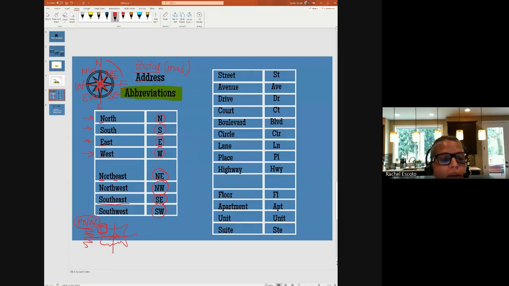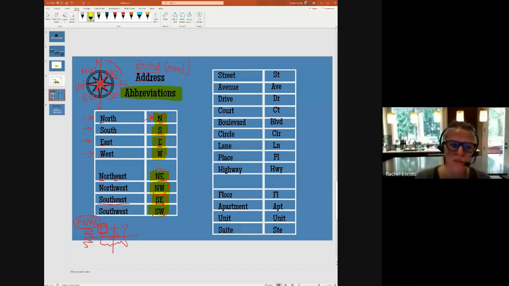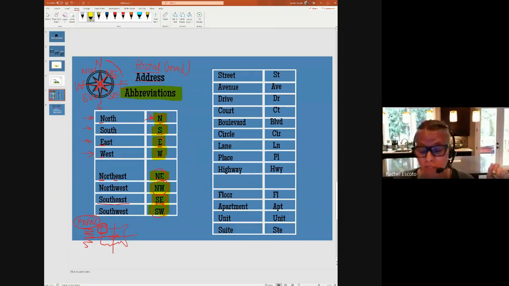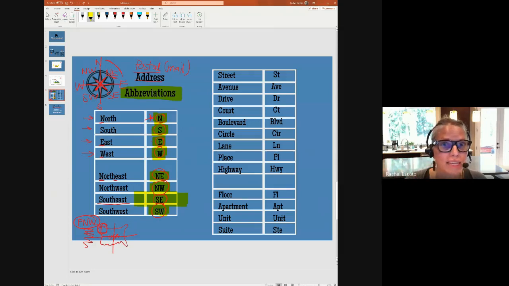Okay, so we have north, let me use my highlighter actually. We have north, south, east, west, northeast, northwest, southeast, southwest. Okay, so we use those abbreviations a lot when we write street names, right? For example, I live on 82nd Street Southeast, but I don't say I live on 82nd Street SE. I say 82nd Street Southeast.